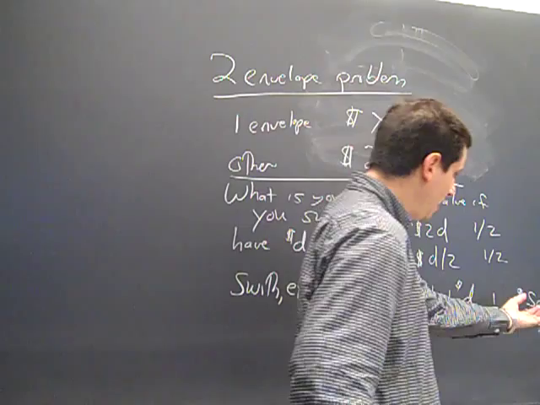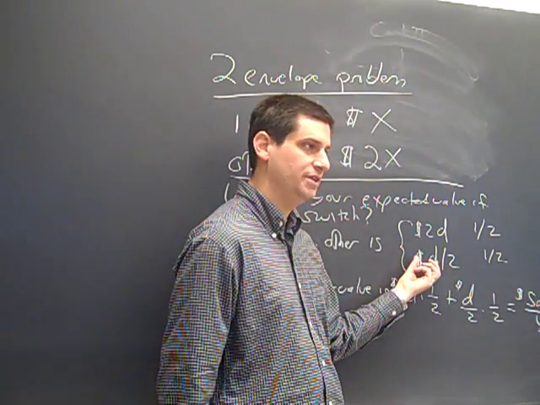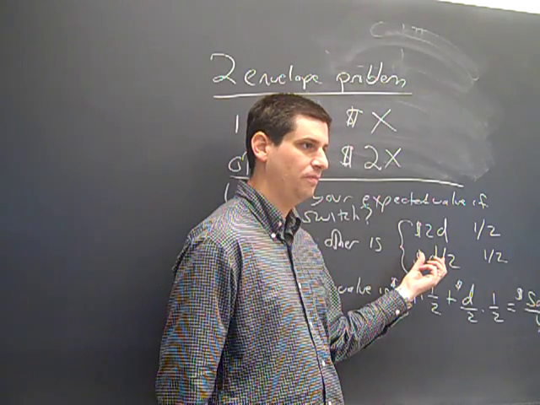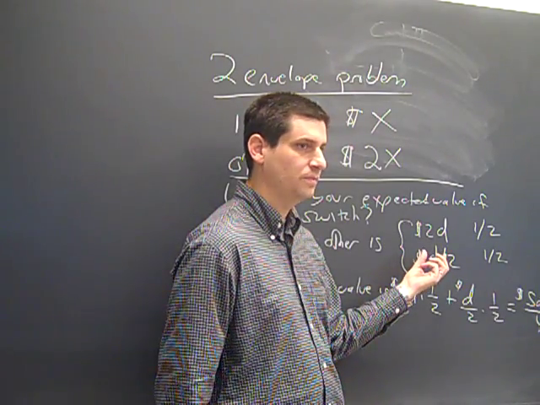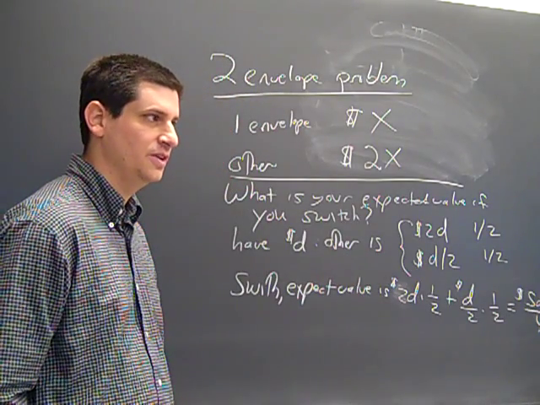Well, the expected value is 5D over 4 if you switch. Half the time you'll have twice D, half the time you'll have half D. Half D? Even though D's perfectly... If you had 2x dollars and then you switch, then you went... Okay, I see what you're saying.